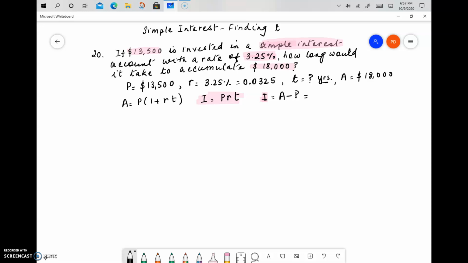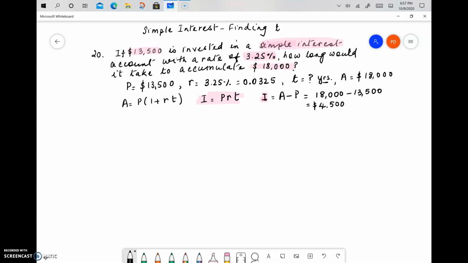So we know what the future value or the accumulated amount is. So that's 18,000 minus 13,500, which is equal to 4,500 is the amount of interest in the account at the end of a certain amount of time t. So we know the interest. If we know the A and the P, the difference is the interest. So the next question we need to answer is, what is t?